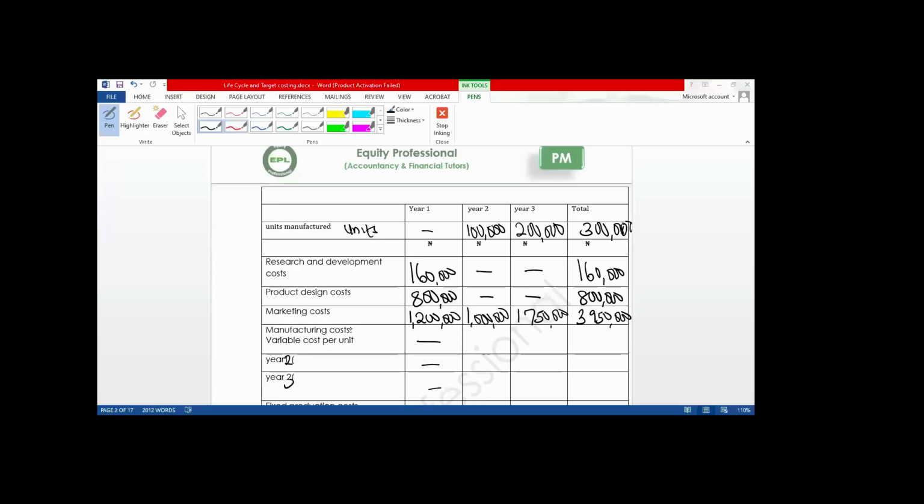Now look at year 2. The examiner says variable manufacturing cost per unit. How much for year 2? 40 naira per unit. And we are going to manufacture 100,000 in year 2. Please multiply. That will give me 4 million.